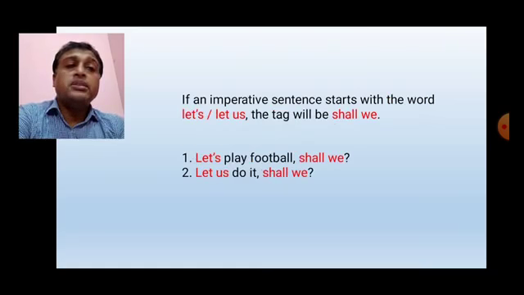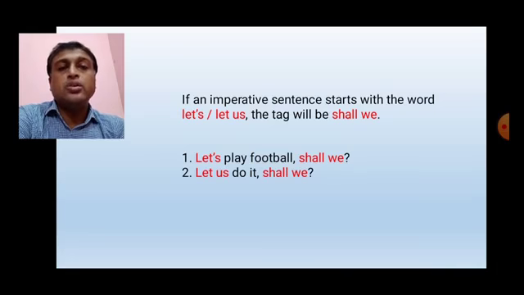If an imperative sentence starts with the word let's or let us, the tag will be shall we. That means if an imperative sentence starts with let's or let us, we will write the answer of that statement shall we. Look at the example. Let's play football. Shall we? Let us do it. Shall we?